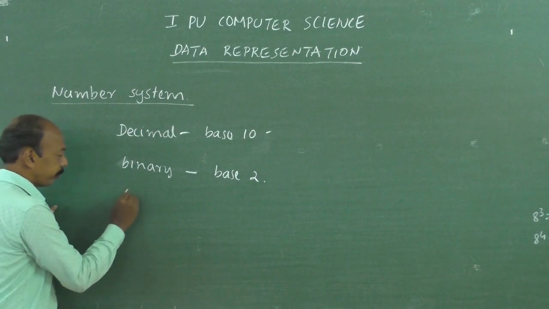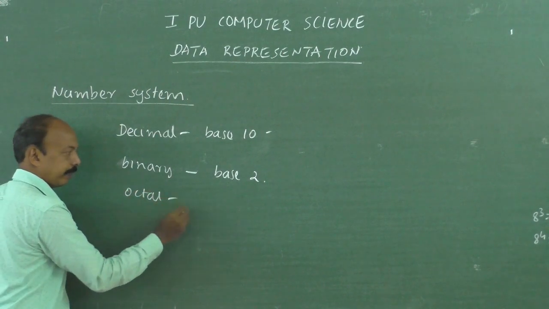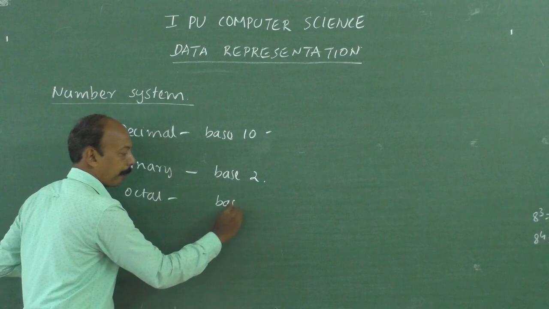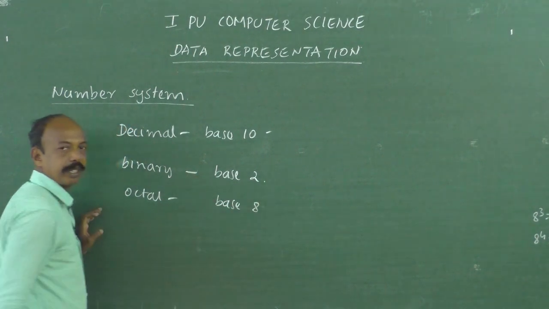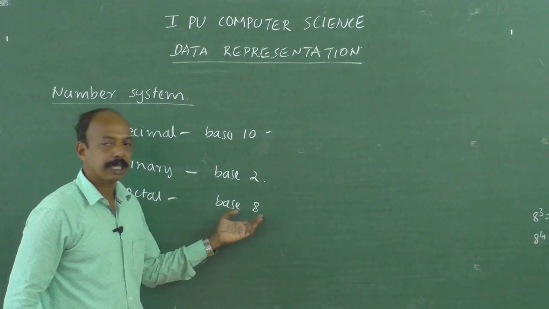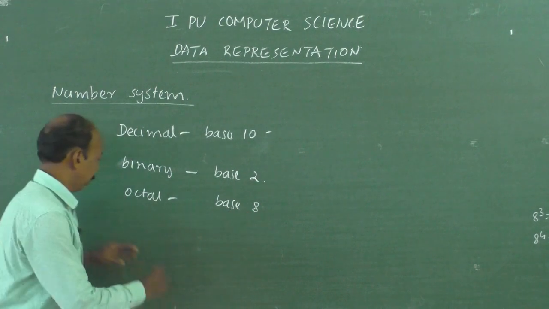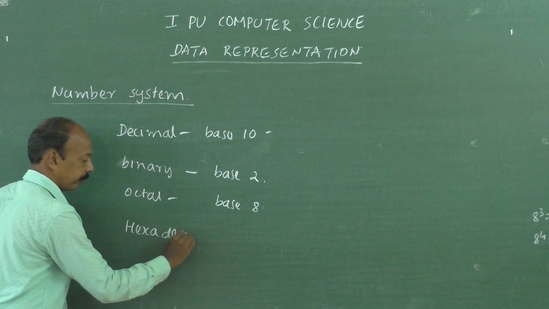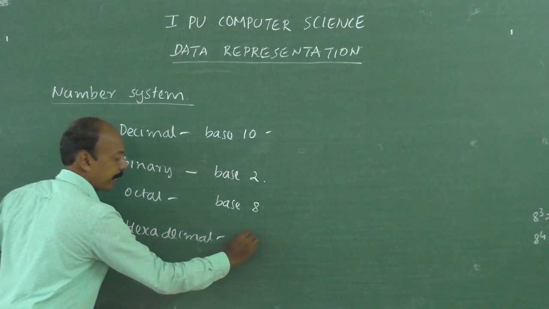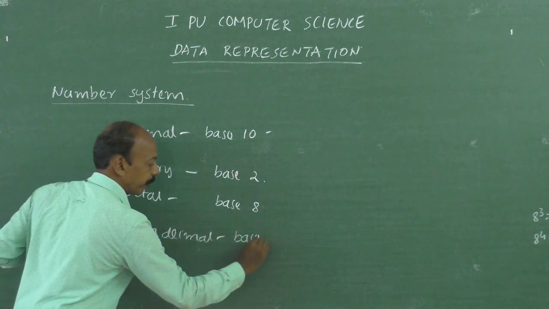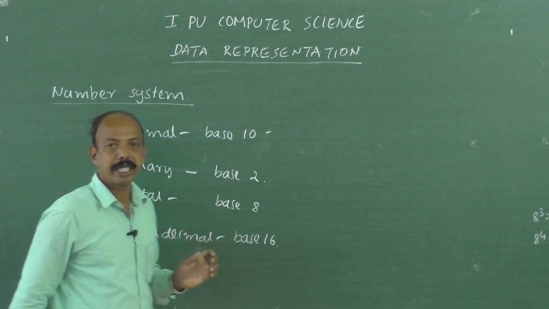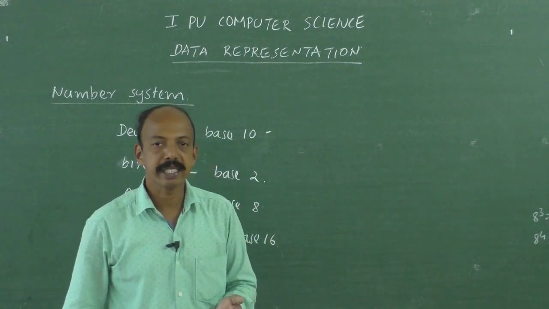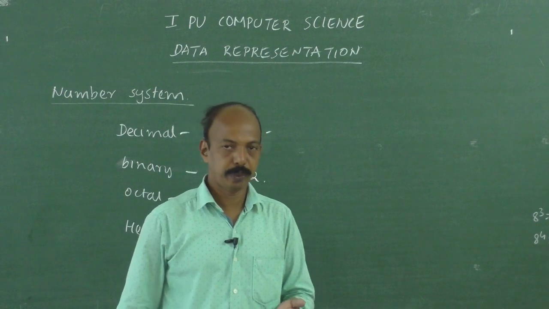Similarly, the octal number system we have seen. What is the base here? Base is 8. That means there are 8 symbols in it. Then comes the hexadecimal number system, where the base is 16. 0 to 9. Then comes A, B, C, D, E and F.